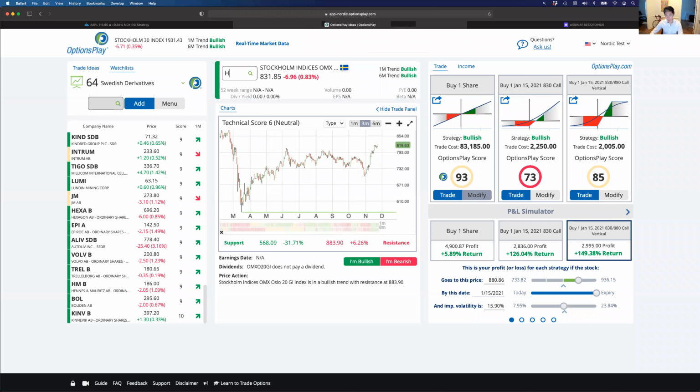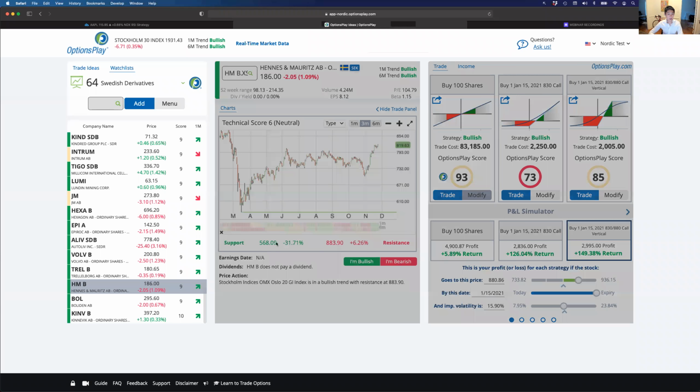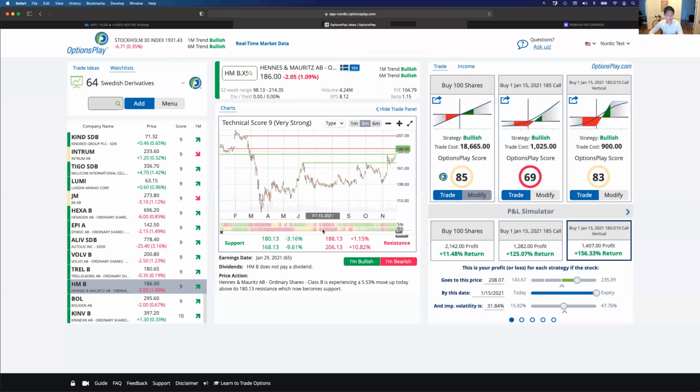So if we look at H&M again, I only really care about 188 and 180. These are the only two that I care about for now. If it breaks above 188, then I care about 206. If it breaks below 180, then I care about 168. So you don't have to actually look at all these lines at the same time. You only have to worry about the two closest ones.